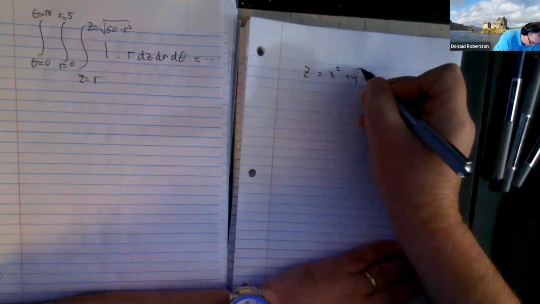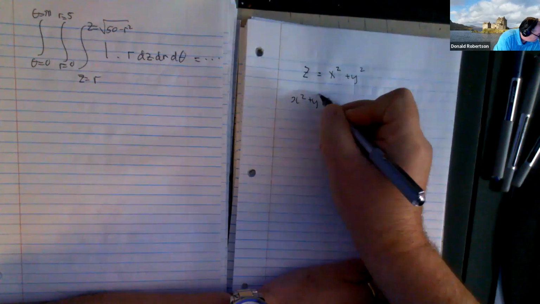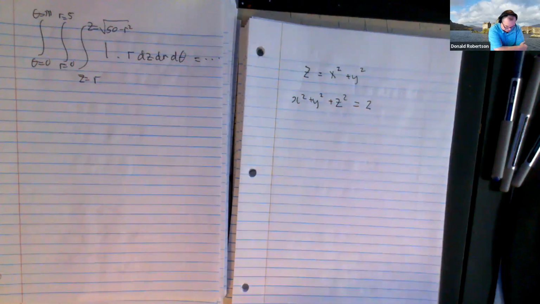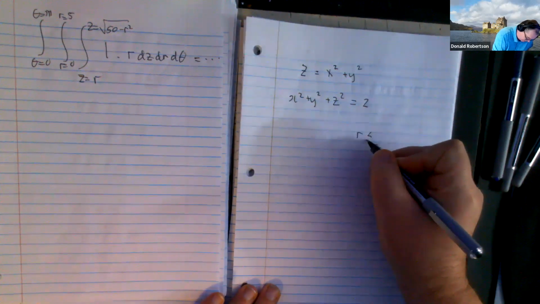It's another volume question. I'm beginning to get deja vu on this one. Yes. Z is equal to x squared plus y squared. And x squared plus y squared plus z squared is equal to 2. Now, same problem every time.